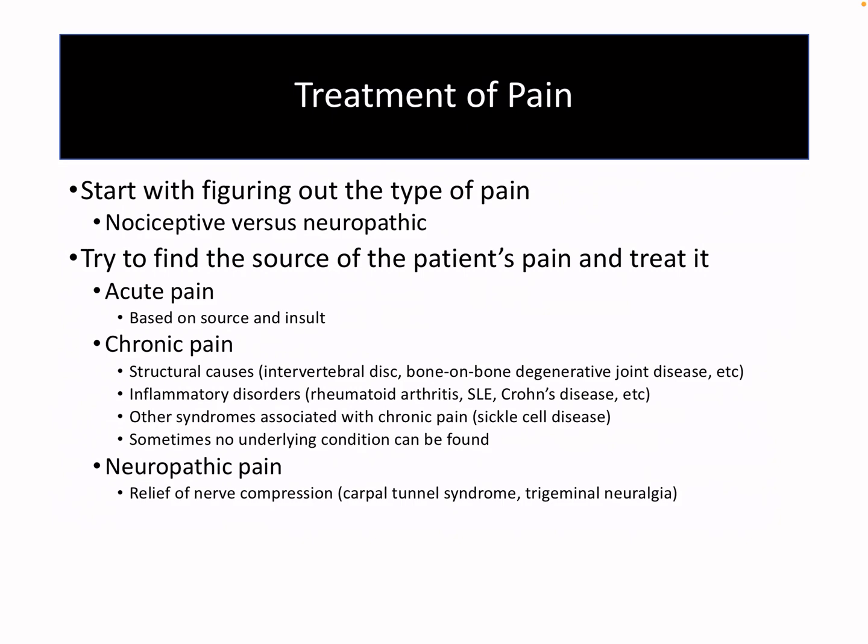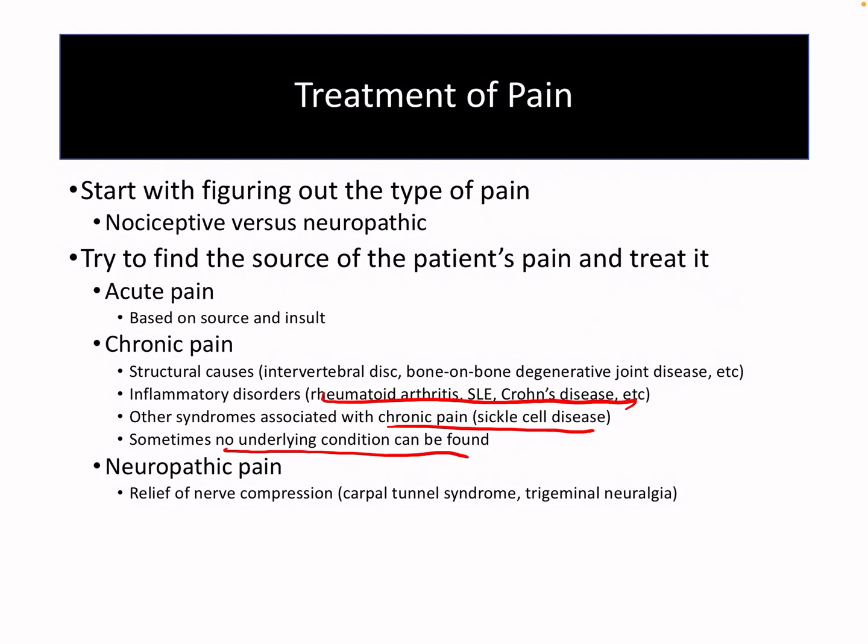So in acute pain, you might want to try to find the source or the insult. Now this can be anything from a patient with appendicitis and abdominal pain getting an appendectomy, to splinting a leg or fixing a dislocated shoulder. In chronic pain, it gets a little bit harder because sometimes there's no underlying condition that can be found. Also, there are some disease states that are just associated with chronic pain, such as sickle cell disease, rheumatoid arthritis, and Crohn's disease. So those inflammatory disorders.